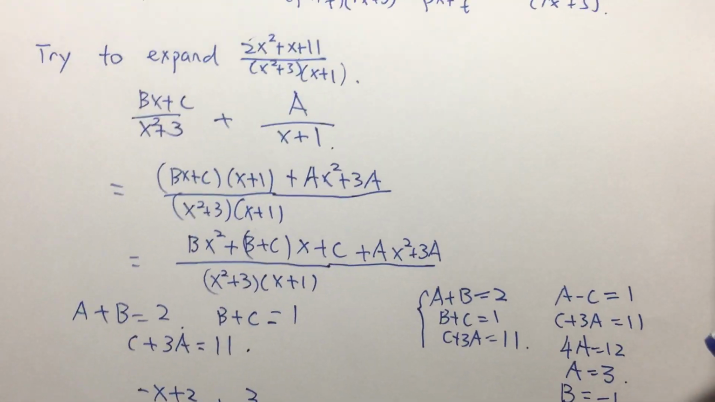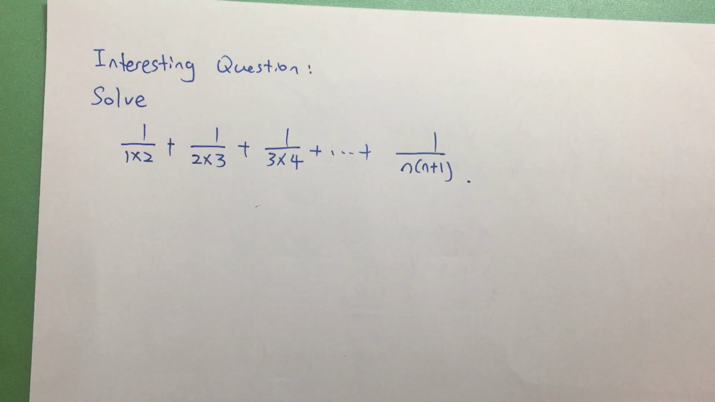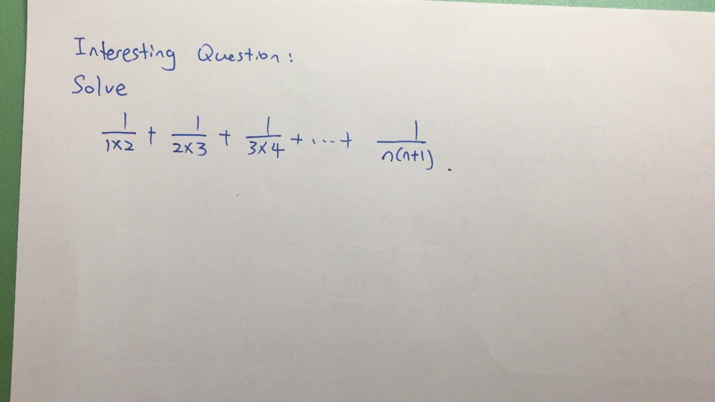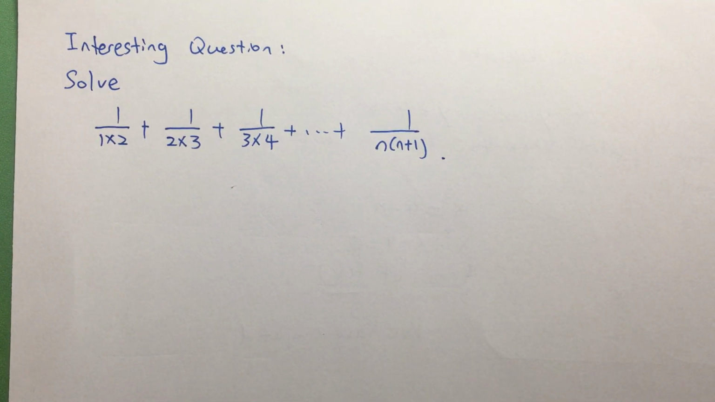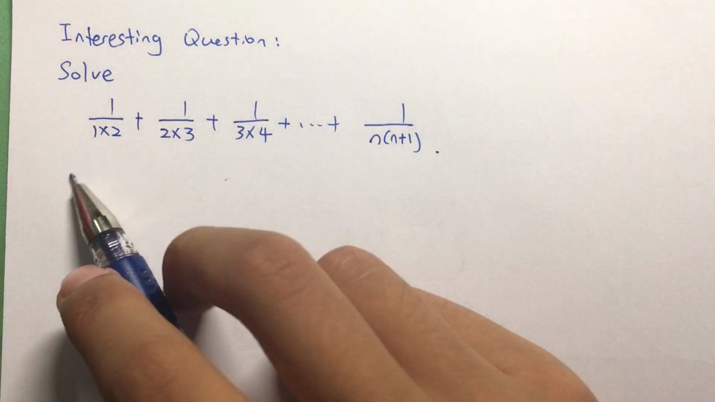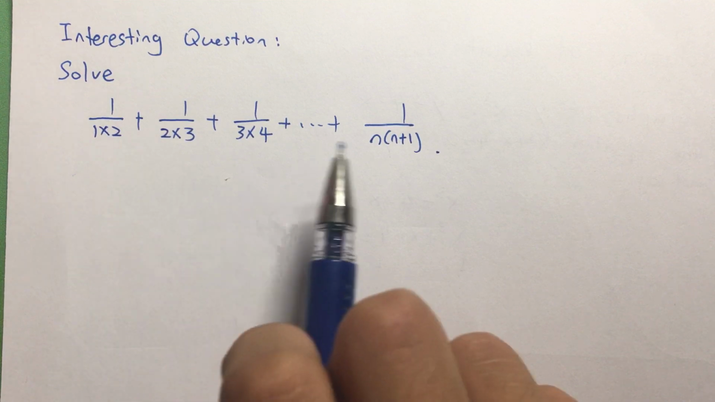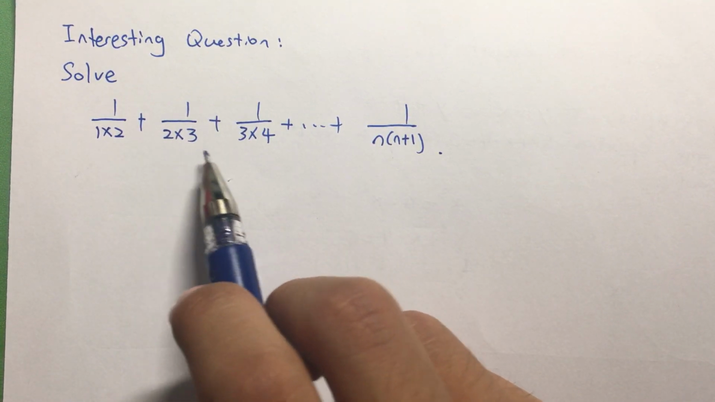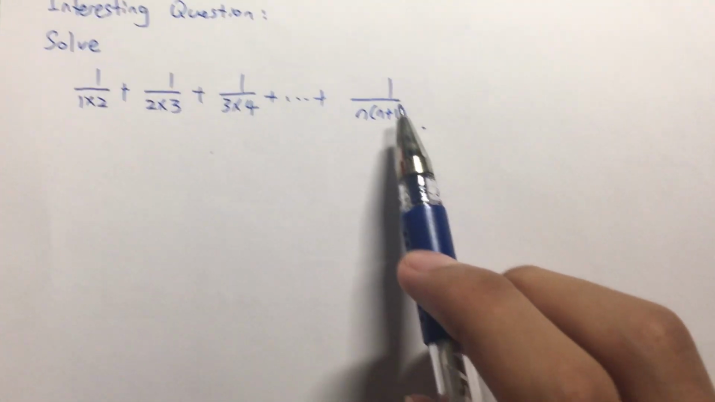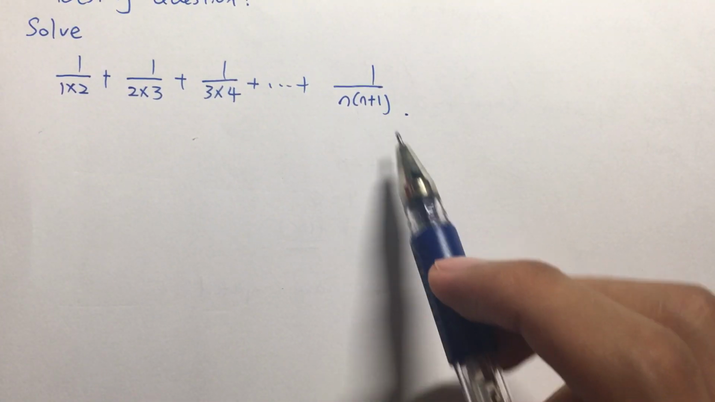Okay, now it's time to move on to a very interesting question. This is not in the school syllabus, but it's quite interesting to see how to do this. So it's solving this sequence, the sum of this sequence: 1 over 1 times 2 plus 1 over 2 times 3 and so on, to 1 over n times n plus 1.